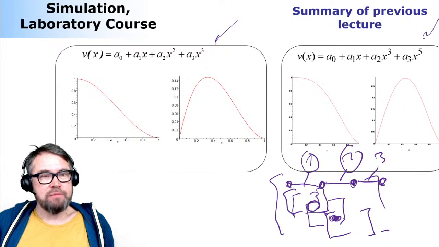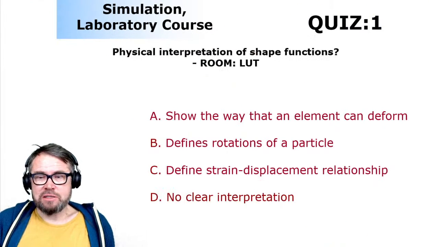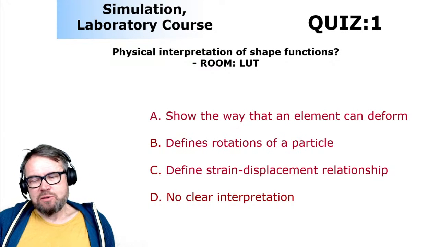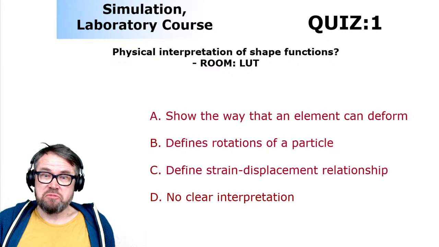And now, my first in-class quiz of the day, and I see I have 13 viewers this morning. So let's see how well we do. What is the physical interpretation of shape functions? Show the way that an element can deform. Defines the rotation of a particle. Let me repeat. Defines the rotation of a particle. Okay. Defines strain displacement relationship. And the final option is that there is no clear interpretation. Only one is correct. So shoot it.